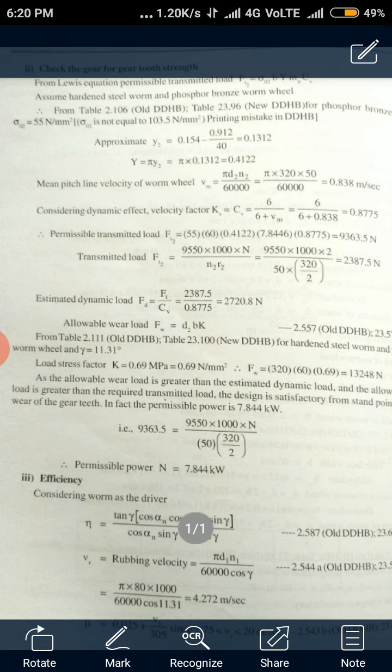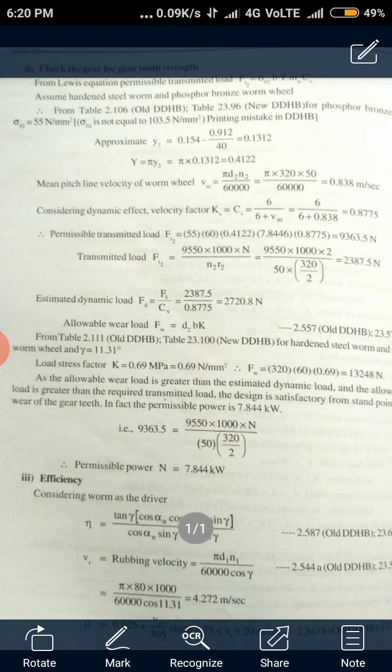From table 23.96, sigma 02 is 55 Newton per mm square. In the table, as I said, it is given as 103.5 Newton per mm square, so you should not take it, it is misprinted. Next, y2 for a 20-degree pressure angle, y2 equal to 0.154 minus 0.912 divided by 40, so you get 0.1312. So capital Y equal to pi into y2, so pi into 0.1312 equals 0.41.